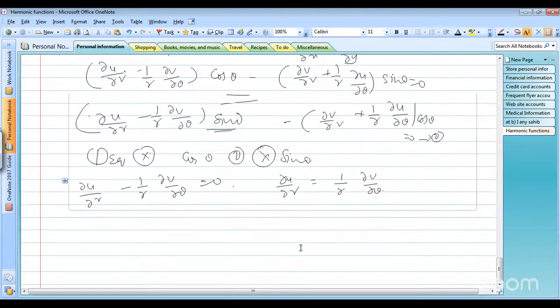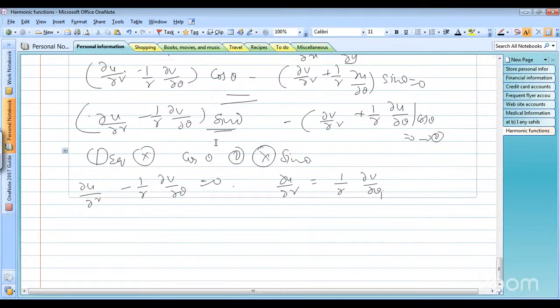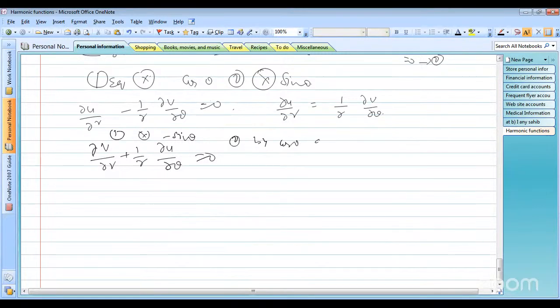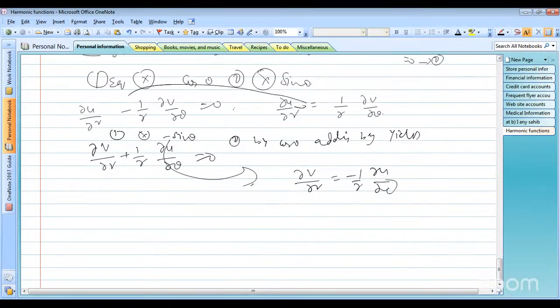And for the second, we multiply the first equation by minus sin theta and the second by cos theta, and add; this yields the result. Therefore the second equation: ∂v/∂r plus 1/r ∂u/∂θ is equal to 0. So ∂v/∂r is equal to minus 1/r ∂u/∂θ.